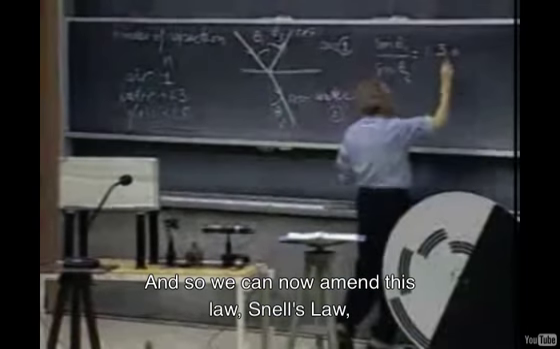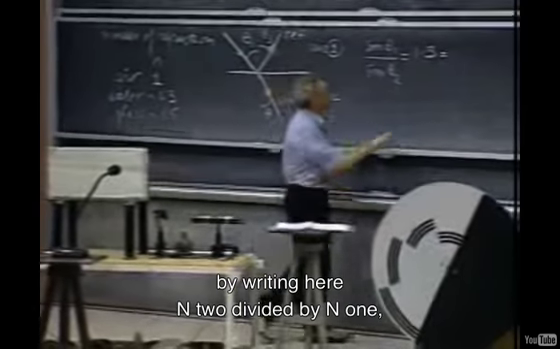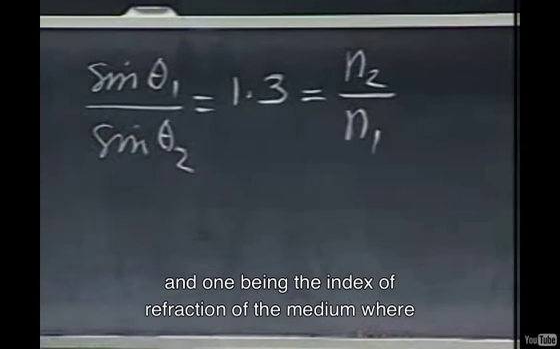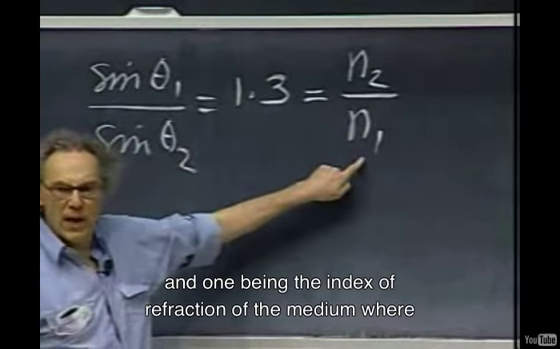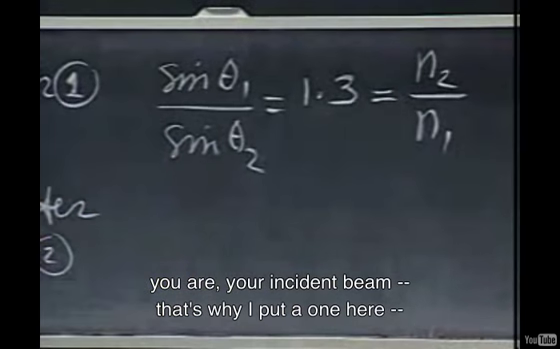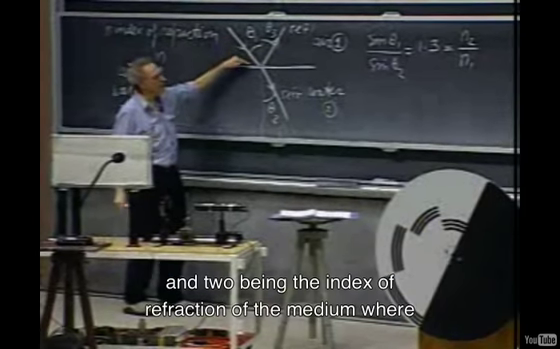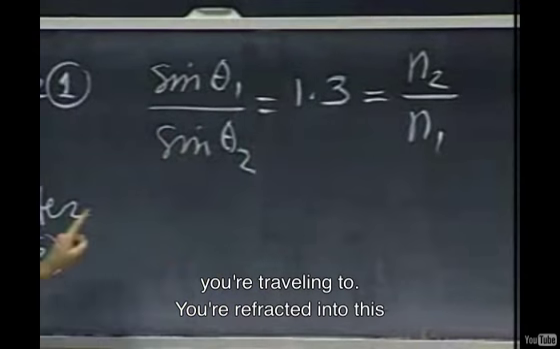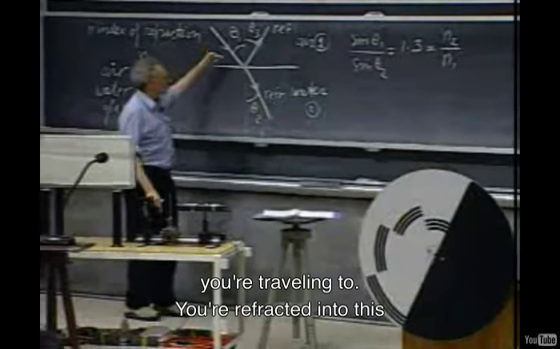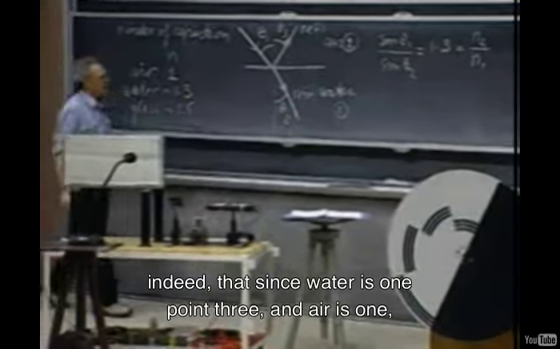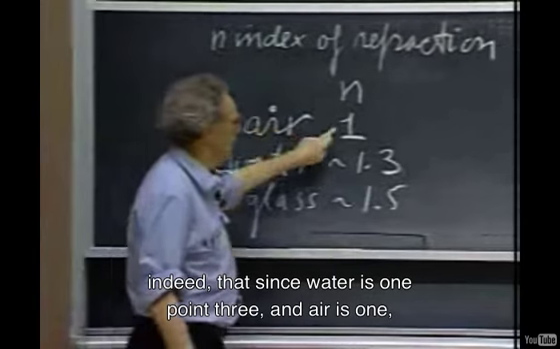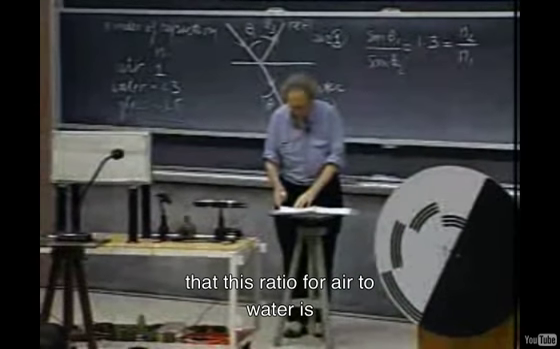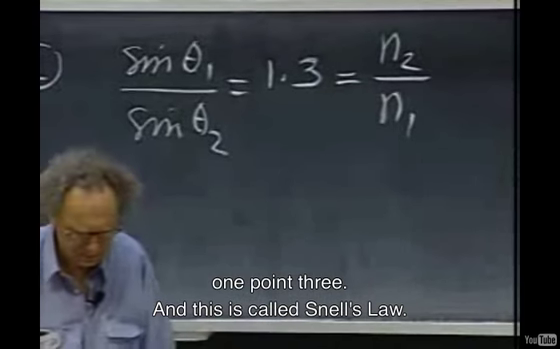And so we can now amend this law, Snell's law, by writing here n2 divided by n1, n1 being the index of refraction of the medium where your incident beam is, that's why I put a 1 here, and 2 being the index of refraction of the medium where you're traveling to. You're refracted into this medium. And so you see indeed that since water is 1.3 and air is 1, this ratio for air to water is 1.3. And this is called Snell's law.